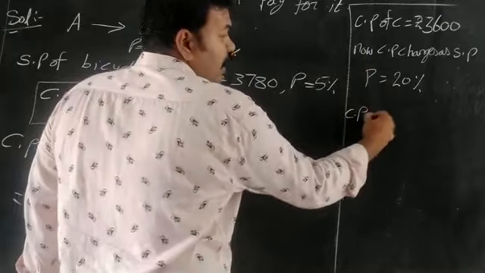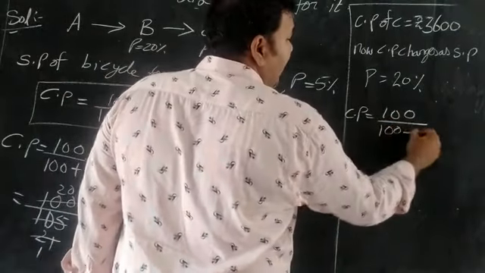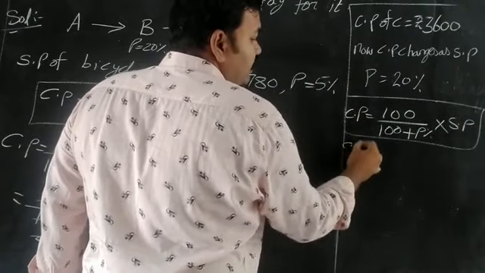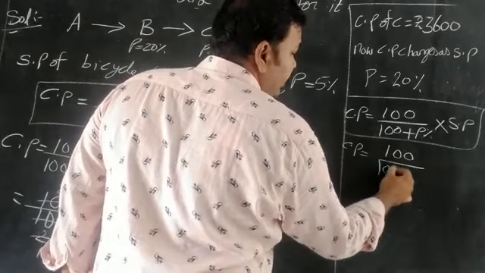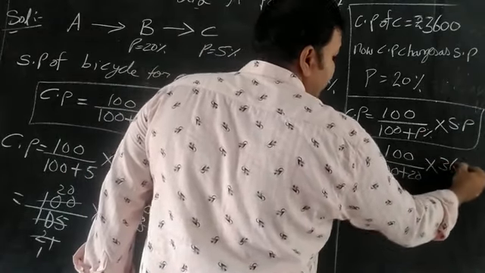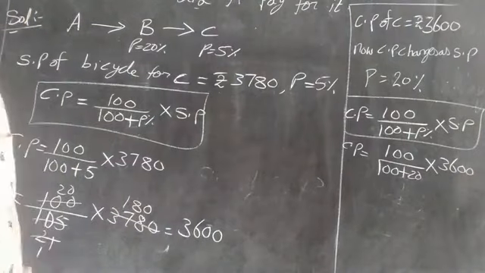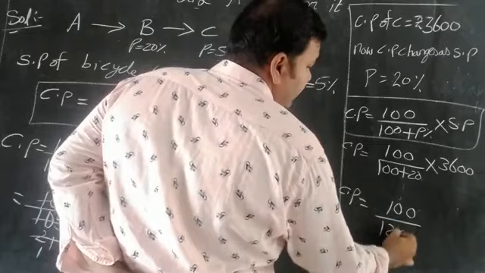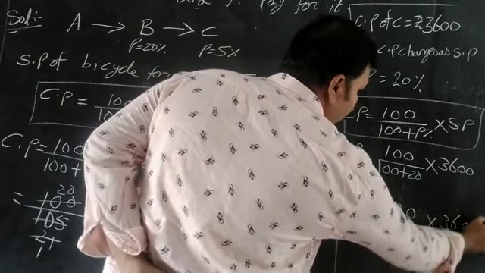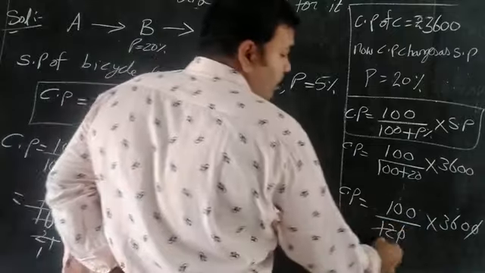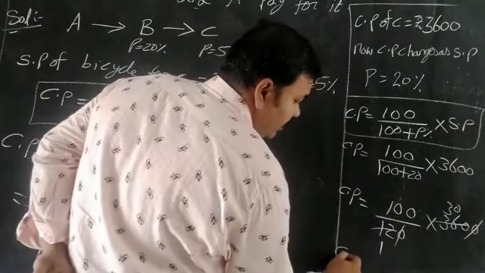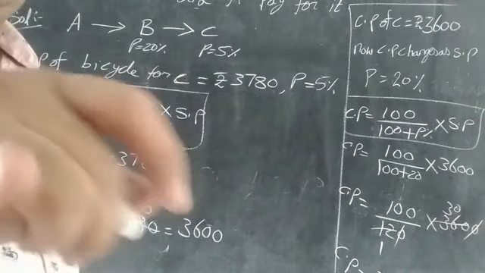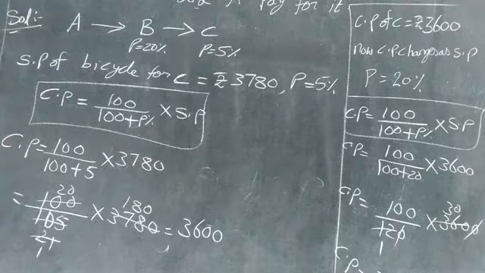Now CP is equal to 100 by (100 plus profit percent) into SP. Substituting the formula, CP is equal to 100 by (100 plus 20) into 3600. Cost price is equal to 100 by 120 into 3600. 0, 0 cancel. 12 table, 1 time, 3 times, 30. Therefore, cost price is equal to 3000. The cost price is 3000.